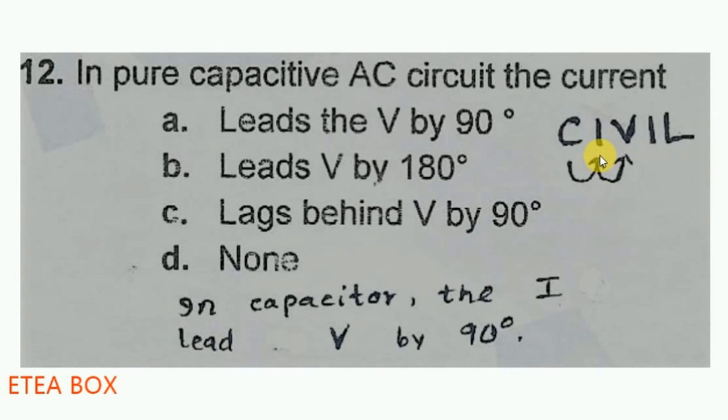Look here, the first one will lead the second one. You have to ignore this I, just ignore this one, and remember that in a capacitor the I leads the voltage by 90 degree, and here option A is correct.